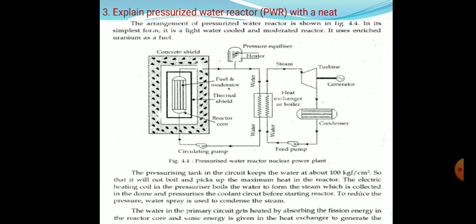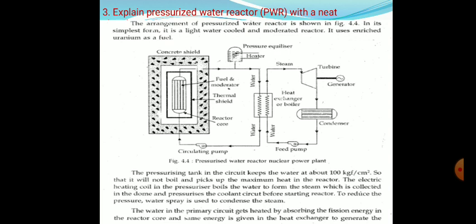The pressurizing tank in the circuit keeps the water at about 100 kg per square centimeter, so that it will not boil and picks up the maximum heat in the reactor. The electric heating coil in the pressurizer boils the water to form steam which is collected in the dome and pressurizes the coolant circuit before starting the reactor. To reduce the pressure, water spray is used to condense the steam.